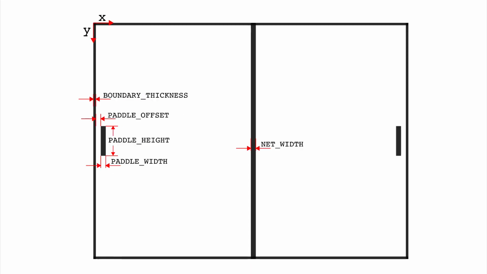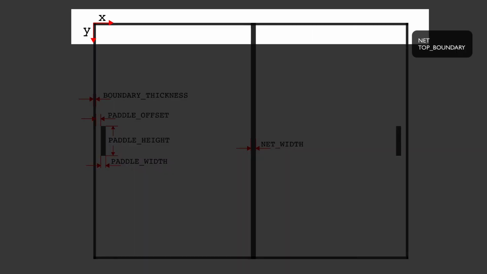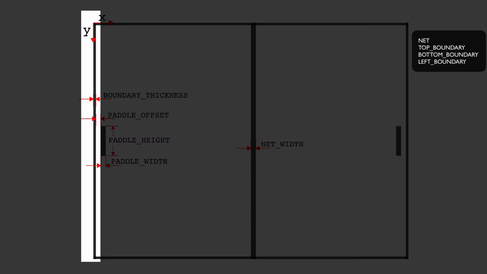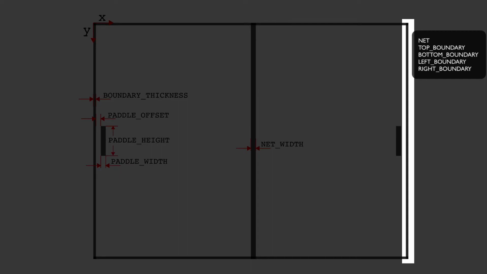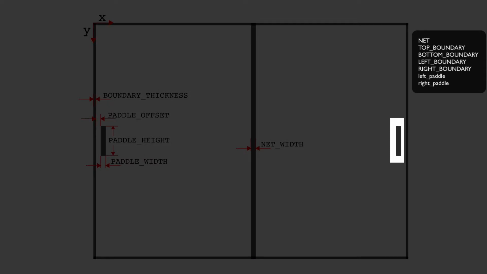So the playing field will look like this. The colors here are inverted for better readability of the label. We will have 7 rectangles, which are very convenient in Pygame to create, manipulate, and draw. The first one is the net, the second one is the top boundary, the third one is the bottom boundary, the fourth one is the left boundary, the fifth one the right boundary, and then the left paddle and the right paddle are numbers 6 and 7.